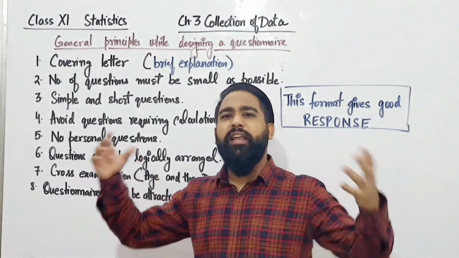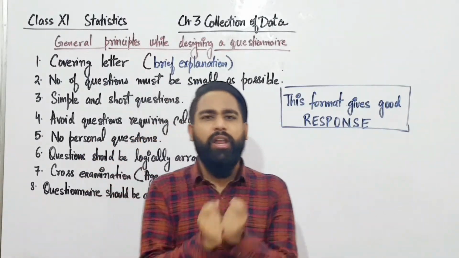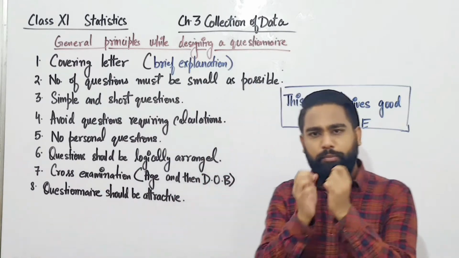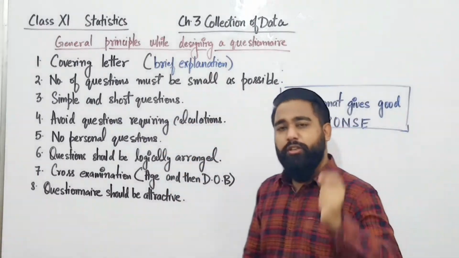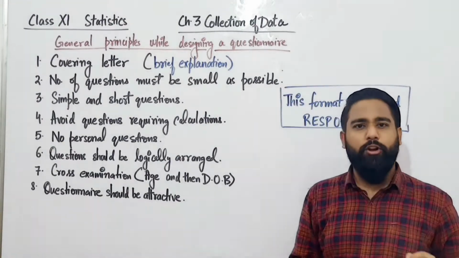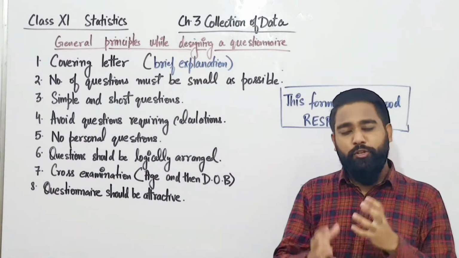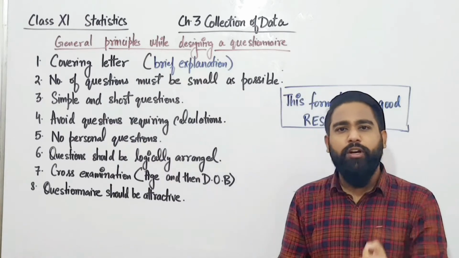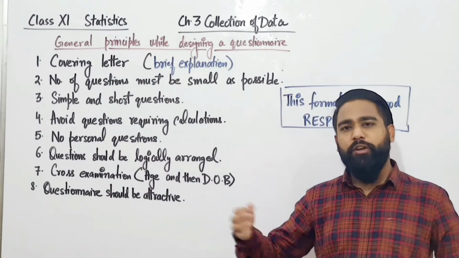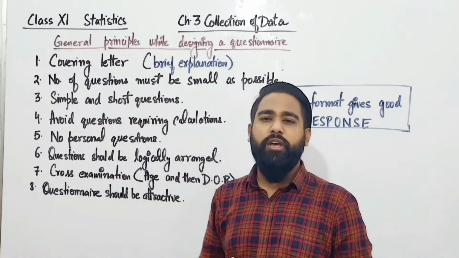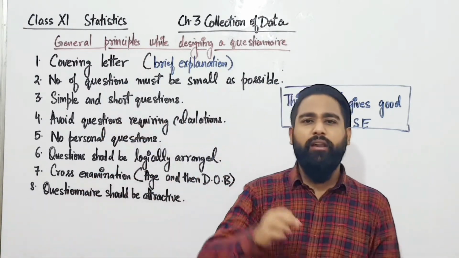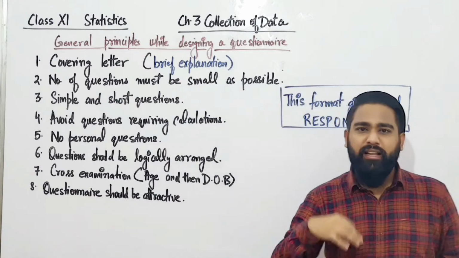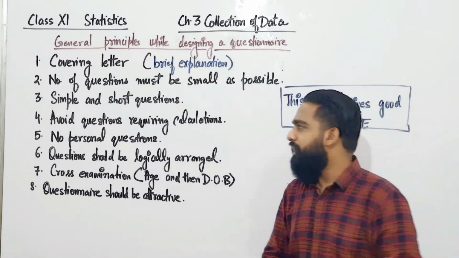There should not be very lengthy questions. They must be very small and precise questions. And the third one: those questions should be simple and short. They should require very few words to answer them. There should not be long questions. There must be only one-word or MCQ type questions so that the respondent feels it is easy to fill in.